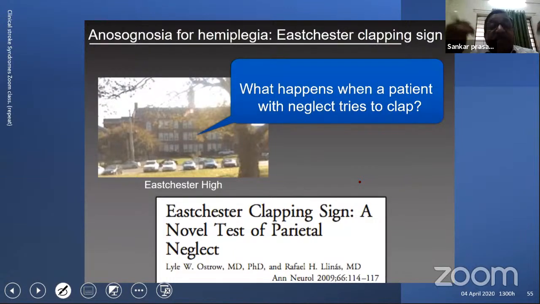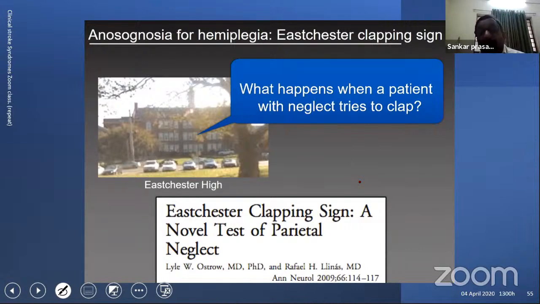So this has given rise to what is called the East Chester clapping sign, a novel test of parietal neglect. How did it happen? One of the 12th class students asked a teacher in New York, Madam, what happens if an individual with neglect wants to clap? And the madam also didn't know. She rang up the neurologists out there.